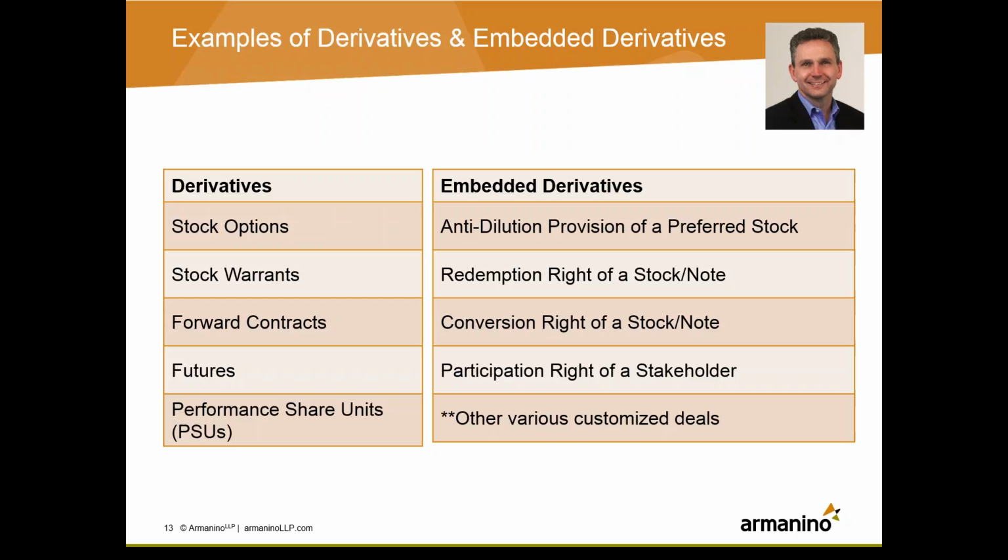Could be redemption rights for a stock or a note, so the right to put a stock back to a company, or simple conversion rights of a stock or a note. It could be participation rights of a stakeholder, or what we see is a lot of customized deals where there's a lot of contingencies and optionality on the payout. Then on the next slide.